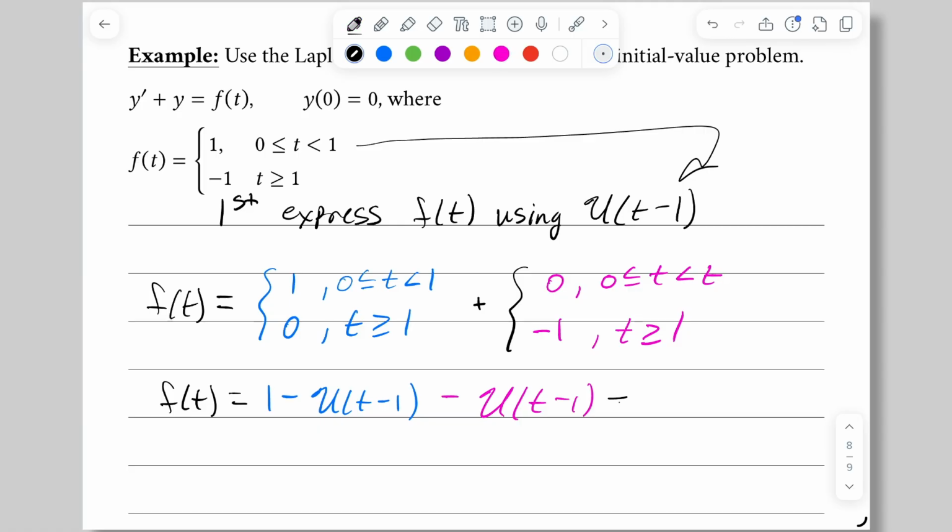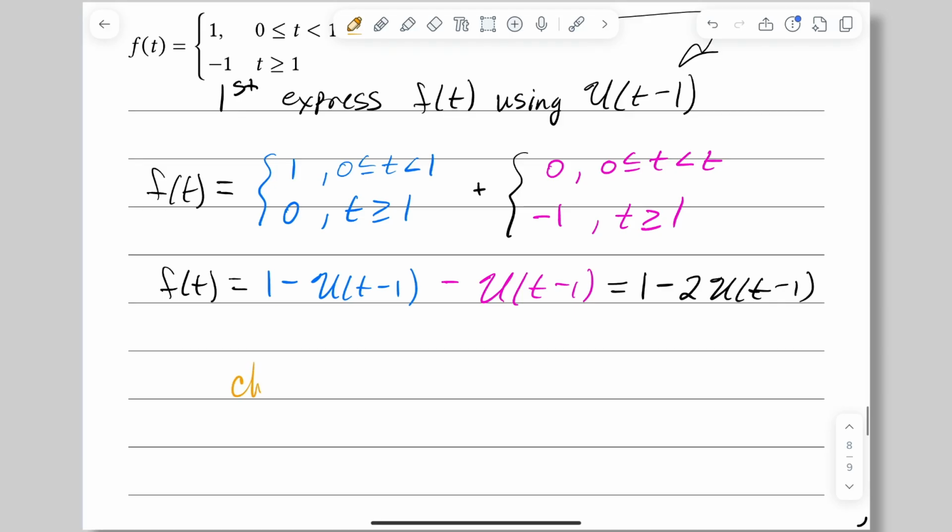We have some like terms. Combining that together, we get 1 minus 2 times the unit step function of t minus 1. As a quick check to see that what we've done is correct, our f of t would equal 1 minus 0 for t between 0 and 1, that's when the unit step function is off, and then 1 minus 2 when t is greater than or equal to 1, and that's when the unit step function is on. Simplifying that, we see that that is 1 or negative 1, depending on where we are on the t-axis. That's exactly what it's supposed to be.